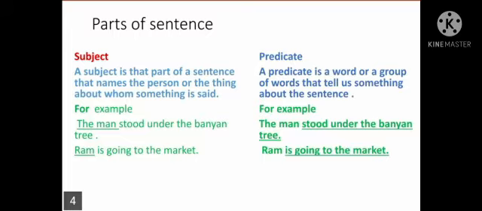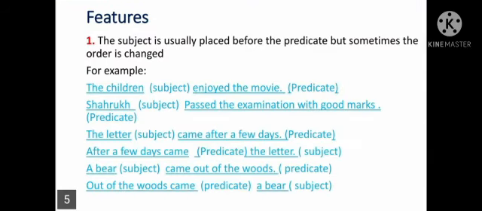A subject is that part of a sentence that names the person or the thing about whom something is said. For example, the man stood under the banyan tree. Ram is going to the market. A predicate is a word or a group of words that tells you something about the subject. For example, the man stood under the banyan tree. Ram is going to the market. Here, the man and Ram are the subjects, and the rest are the predicates.